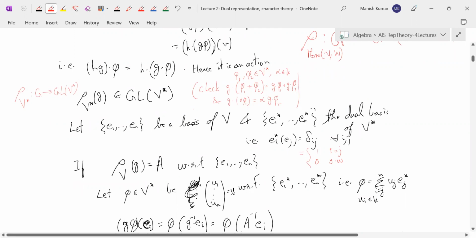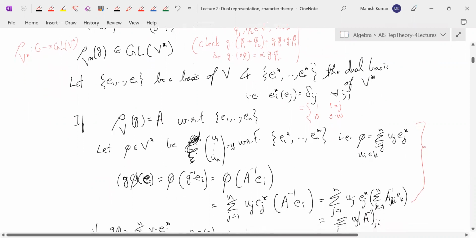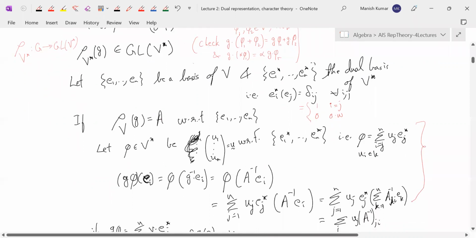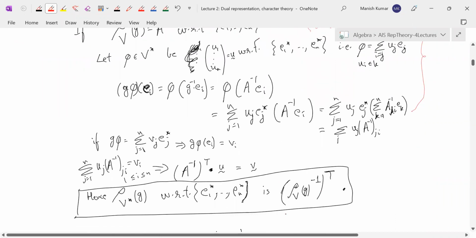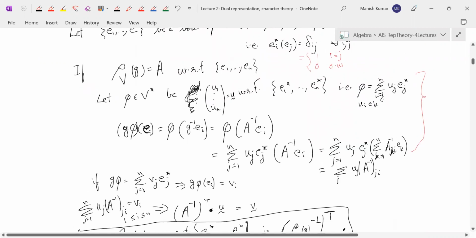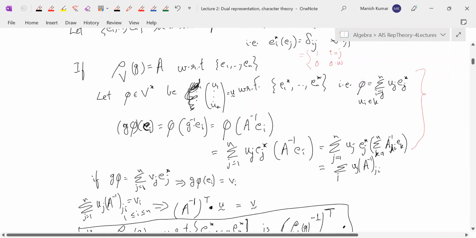So say rho V of g is some matrix A with respect to this basis e1 to en. Then maybe I'll skip over the computation. This maybe can be done in the second half. Then I'll just tell you what the answer is. Then rho V star of g with respect to the dual basis, what you get is this thing. You take A, you take the inverse of it and take the transpose. So you do rho V of g inverse, transpose. This is what you'll get.